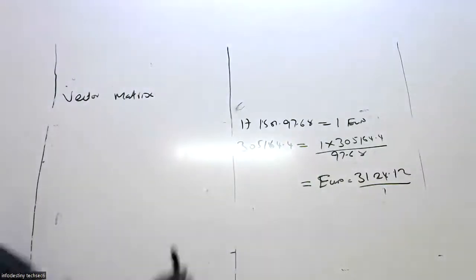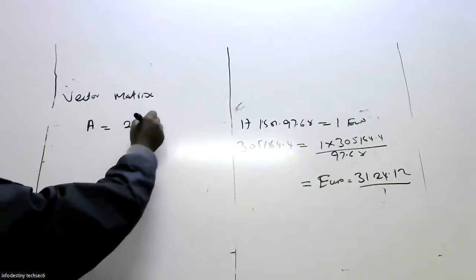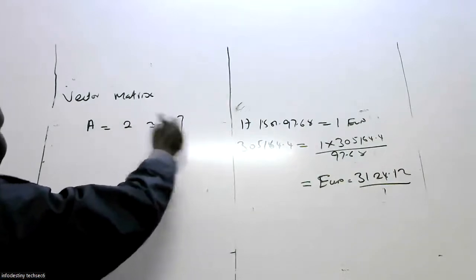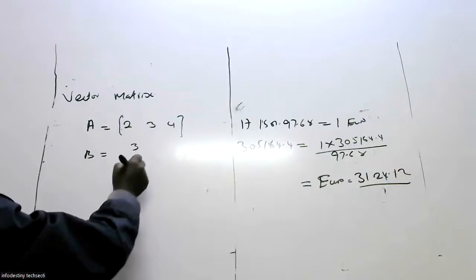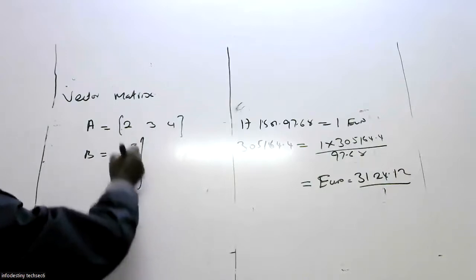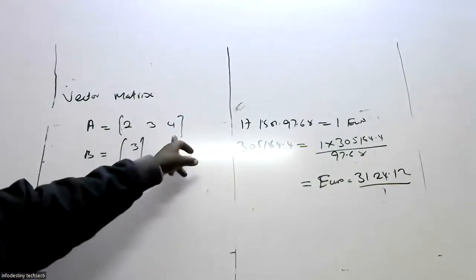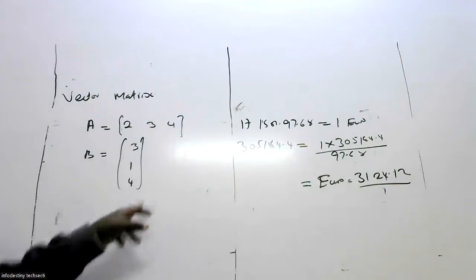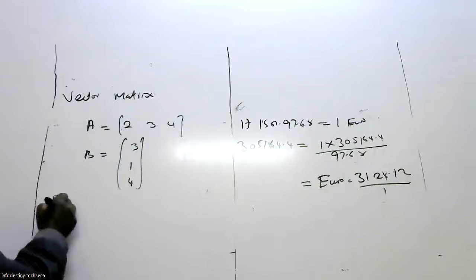So the vector matrix is going to be, assuming this is A, 2, 3, 4. That's a vector matrix, or B equals 3, 1, 4. This is known as a vector matrix. It has a single row or a single column. So this is a single row. This is a single column. We are together. Now the second one, we have the square matrix.